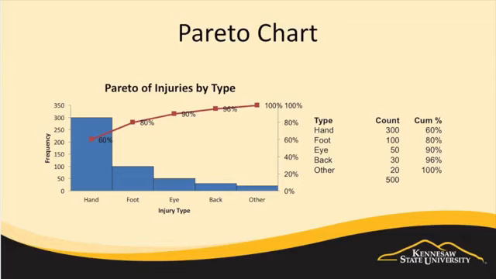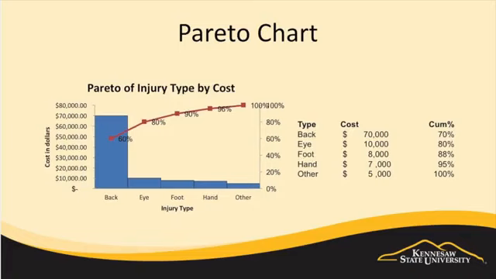But what if the cost of injuries was the important thing? If we collect data on the cost of injuries by type, as shown in this table, we get a very different picture. The most costly injuries tend to be back injuries because of lost time. The point here is to think carefully about what you want to know and what you want to accomplish.